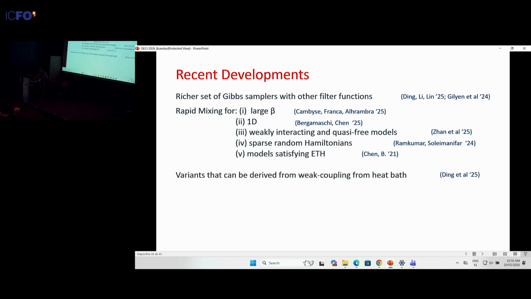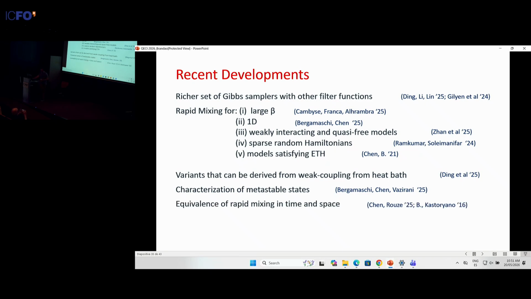There are also variants that can be derived from weak coupling to the heat bath, really trying to go back to this Davies derivation, but trying to make it physical. There are versions of this master equation that you can derive. There is a characterization of metastable states as well, which are states where, when the mixing time is very big, the system will go to what we call metastable states, and they have some interesting properties. And there are some results on the equivalence of rapid mixing in time and space, meaning if you have fast decaying correlations in space, you have rapid mixing in time.